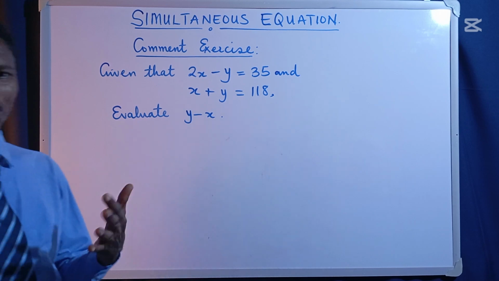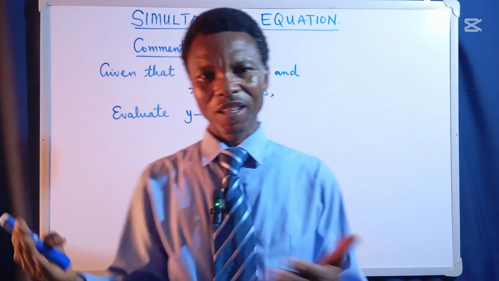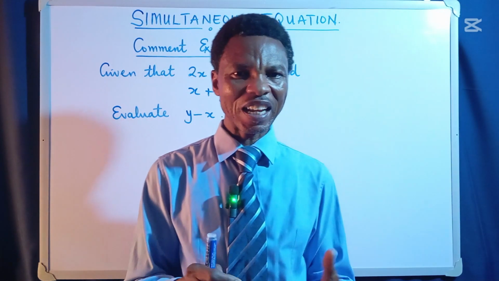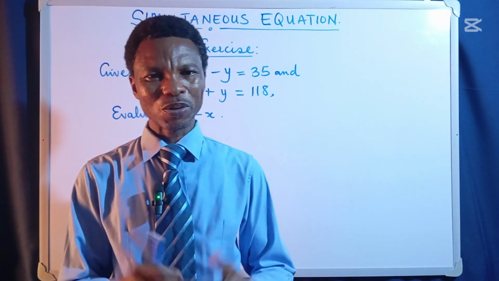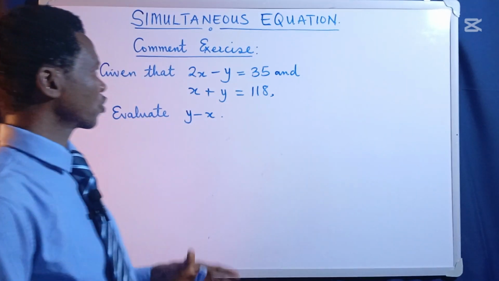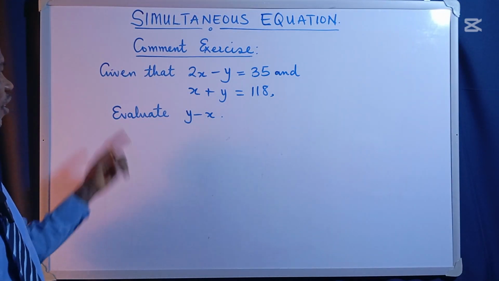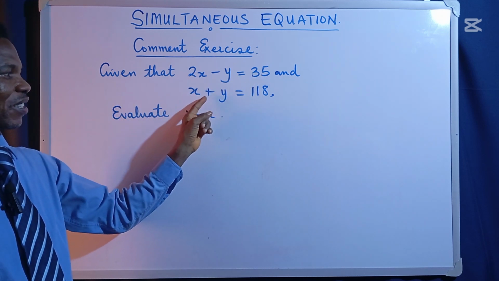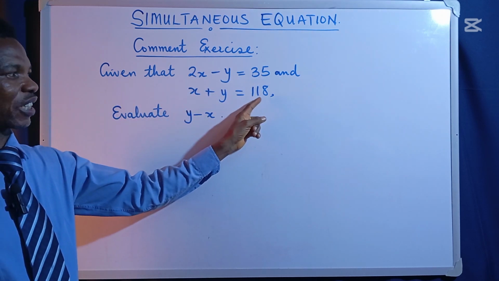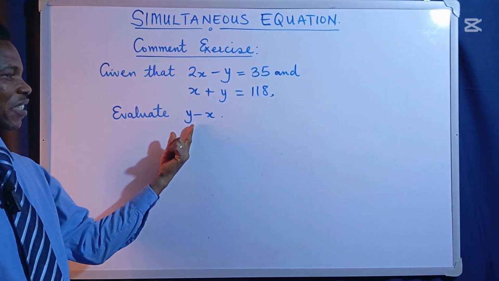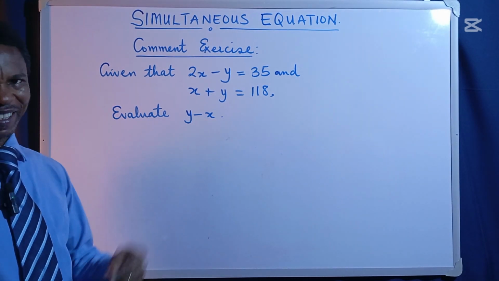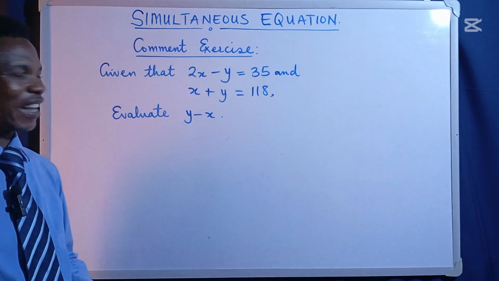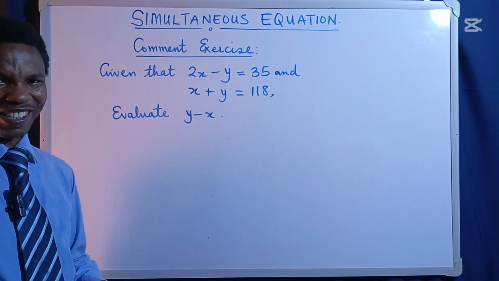All right, having gone through solving simultaneous equations using the elimination method, I want to get feedback from you. So I want you to try this in the comment section. Given that 2x take away y is equal to 35 and x plus y equals 118, evaluate y take away x. I want to see the first student to give me the answer.